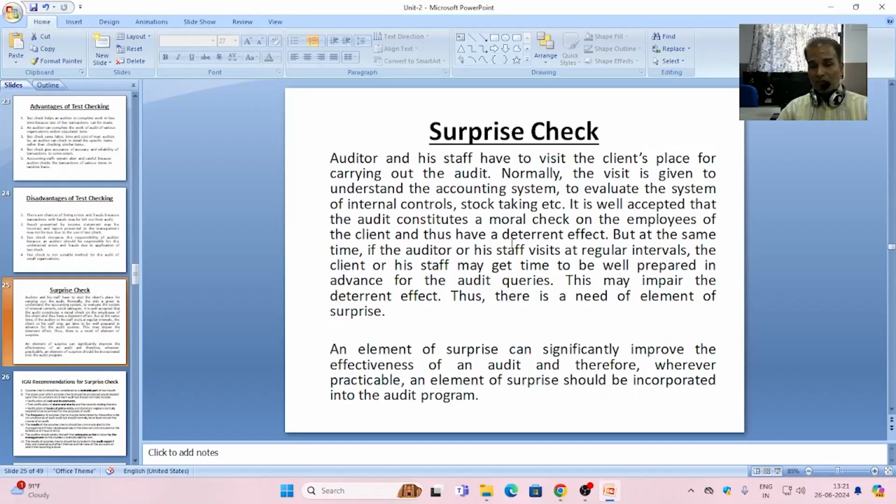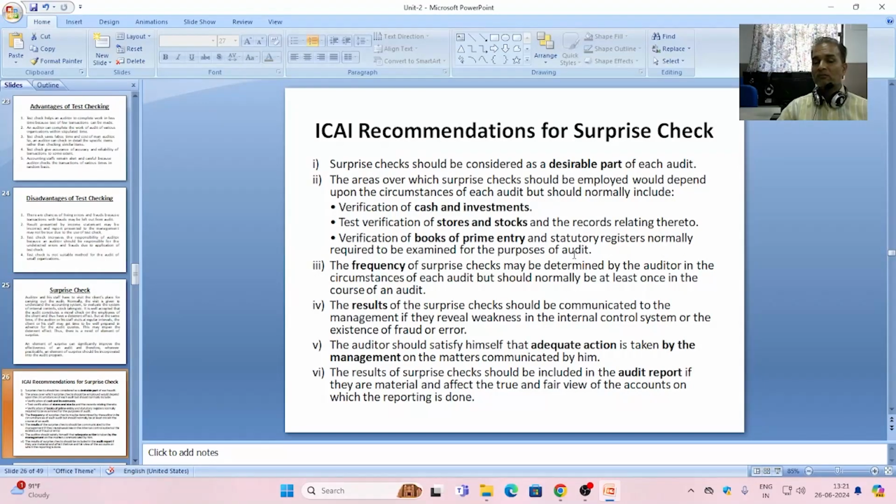For making audit work effective by using surprise check, ICAI also recommends surprise check as a desirable part of each audit plan prepared by the auditor, specifically in case of cash and investment portion, even for stores and stock also, because these are the grey areas, these are the important areas for a business concern: cash, investment, stock, and stores.